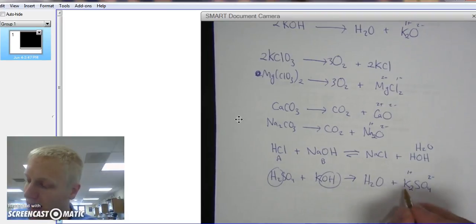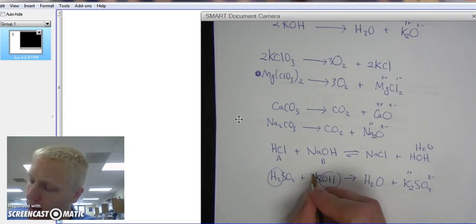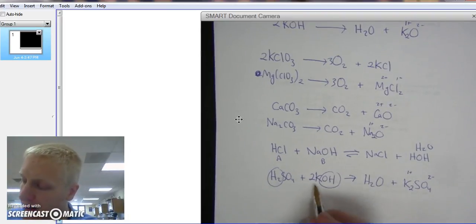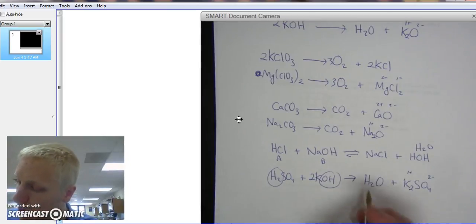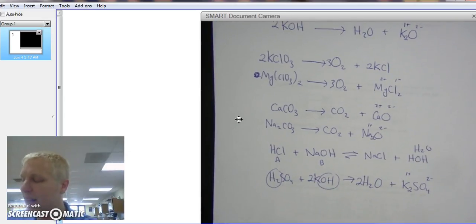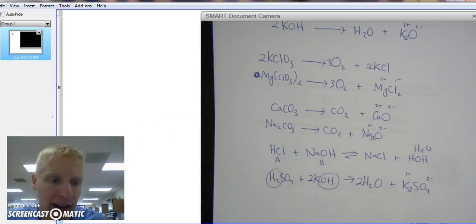I now have to add coefficients. So I put a 2 in front of the KOH. That gives me 2 Ks to match my 2 Ks here. I have 2 O's, so I need a 2 in front of the H2O. 2 times 2, 4 hydrogens. 2 plus 2 hydrogens, and it's balanced. And that's an acid-base neutralization reaction. It's a type of double replacement. And moving on.